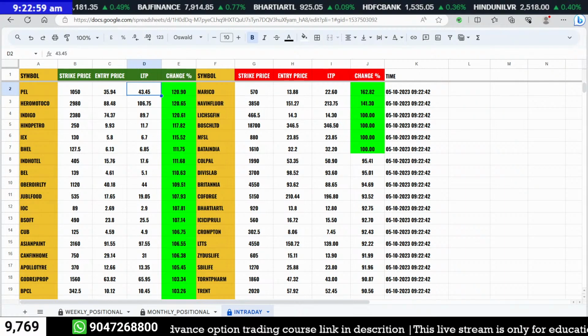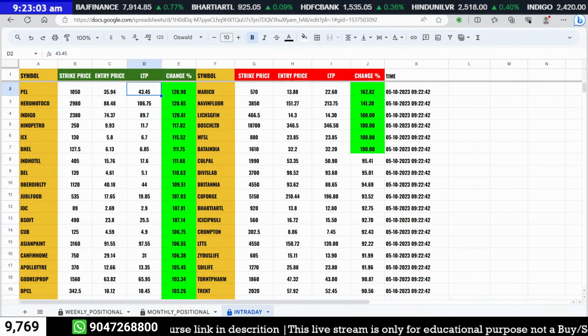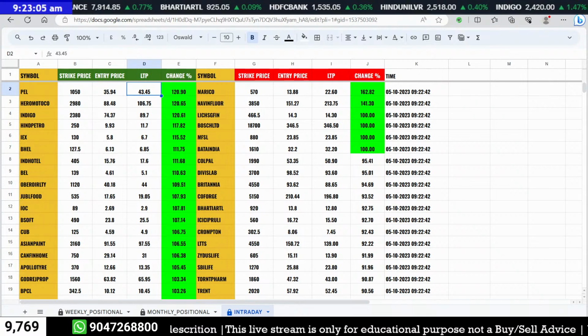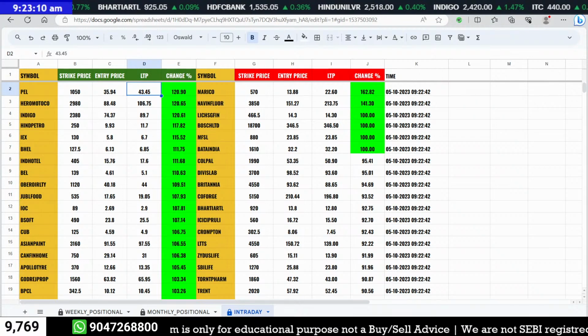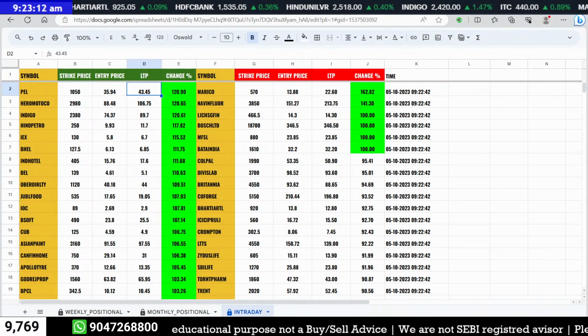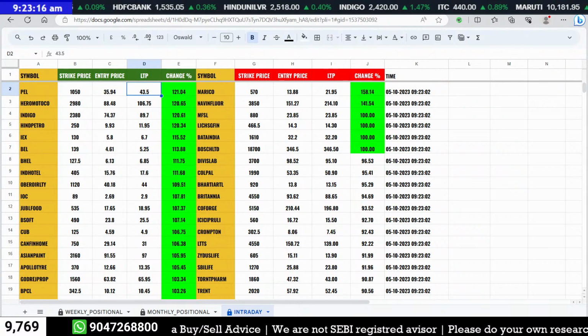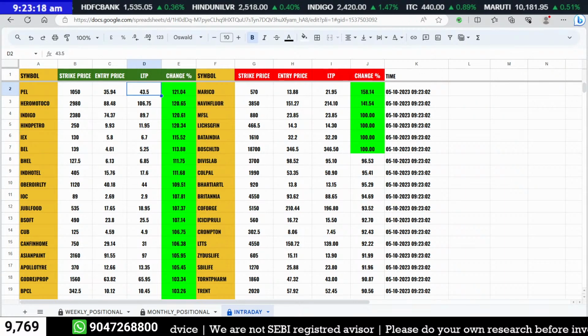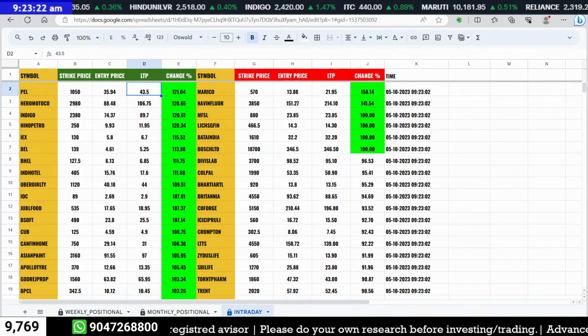IEX. It's happening in Nifty. After the gap up, it's not moving anywhere. It is staying on the same level, so we have to wait. Hero Motor Corp.